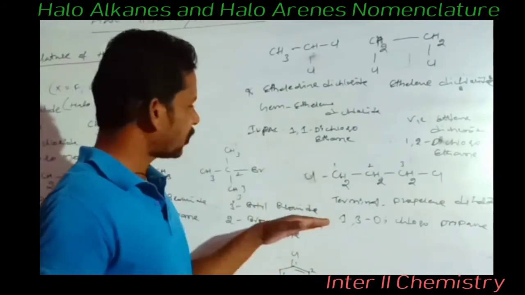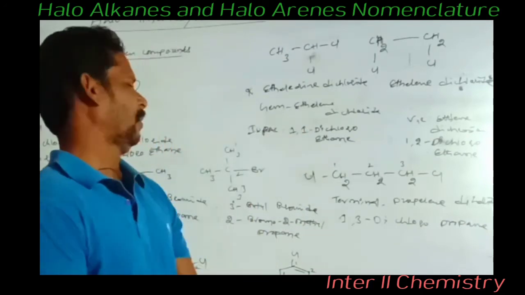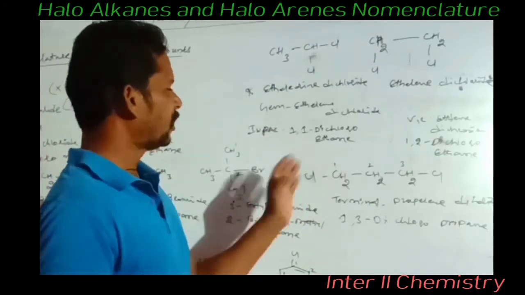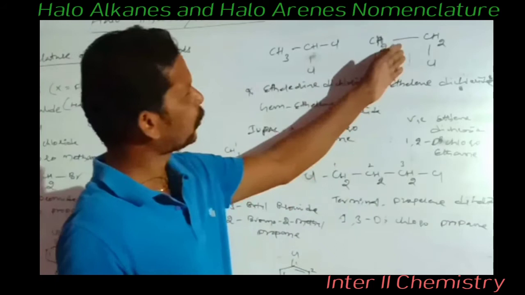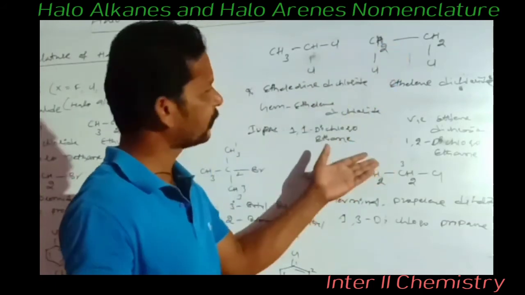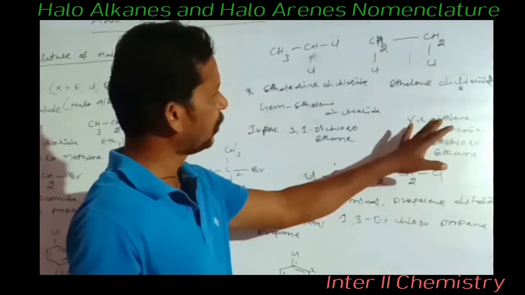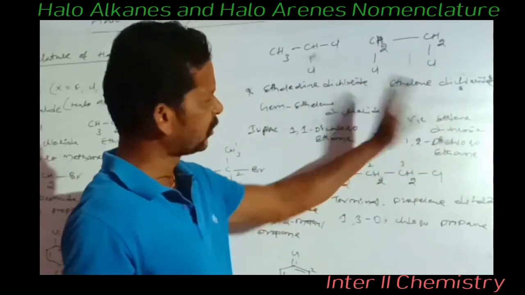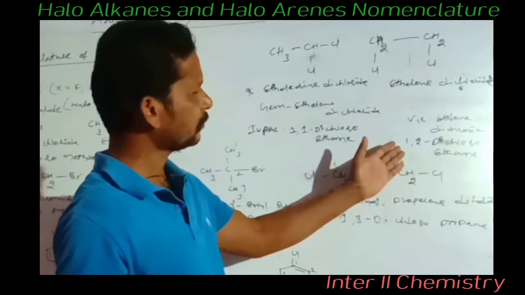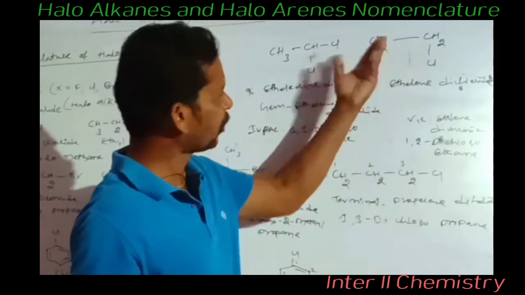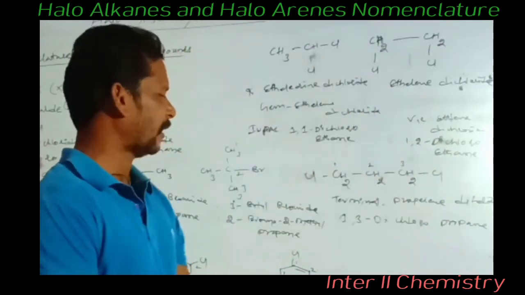Okay. Right, next the other one, a terminal dihalide. What is the meaning of terminal? Sir, it is also considered as a terminal dihalide. It is also called a vicinal because of the adjacent carbons. Halogen atoms are attached to adjacent carbons, so that's why it is vicinal. It is also a terminal carbon, so that's why it is also called a terminal dihalide.